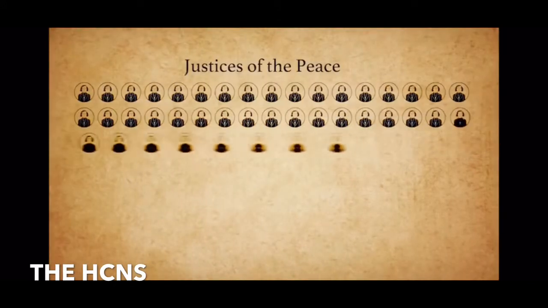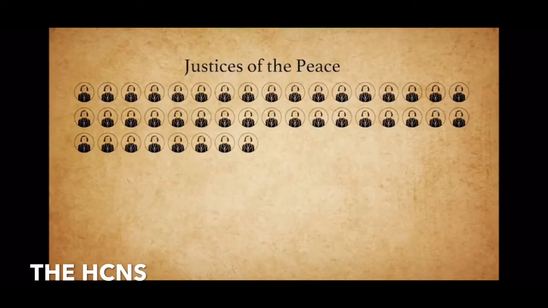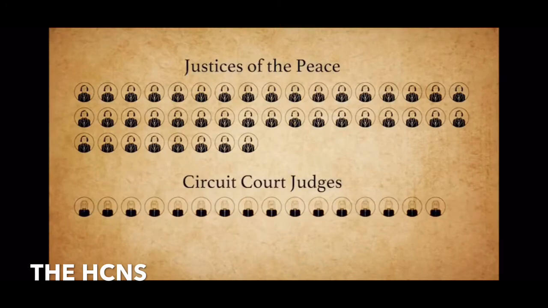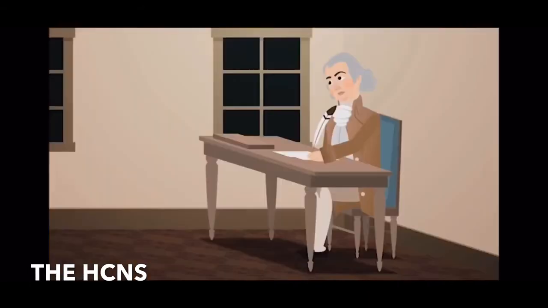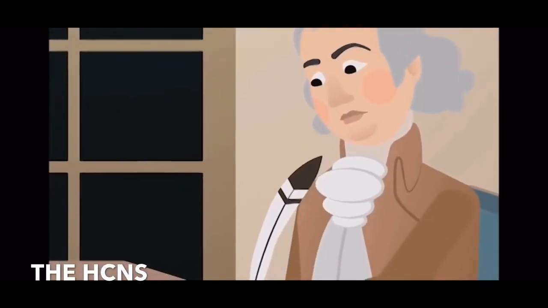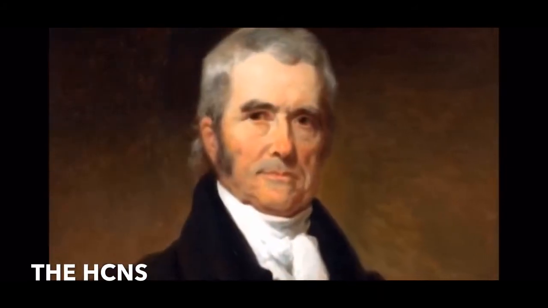So, on his last day in office, he named 42 new justices of the peace and 16 new circuit court judges who were all Federalists. As opposed to what? As opposed to Democratic Republicans, the party led by President-to-be Thomas Jefferson. I see. Clever. Each of these commissions or letters was carefully signed by President Adams and sealed by the Secretary of State, John Marshall. Now, remember that name.